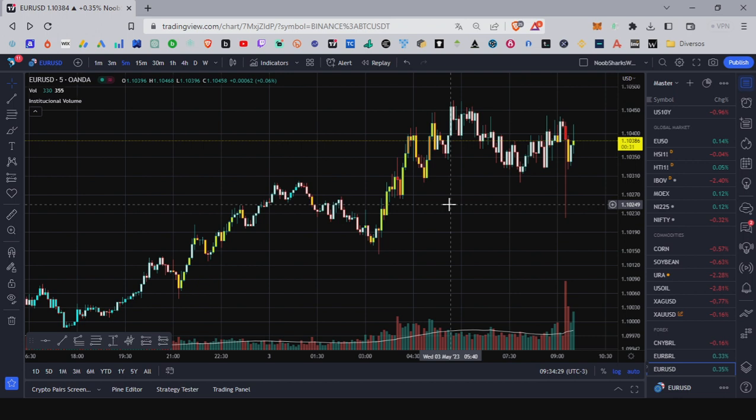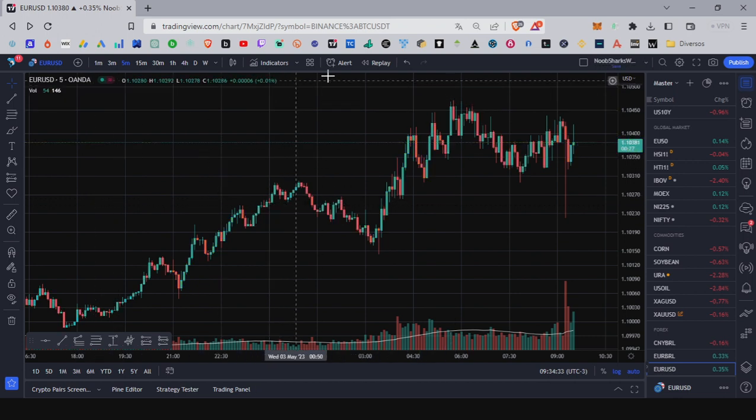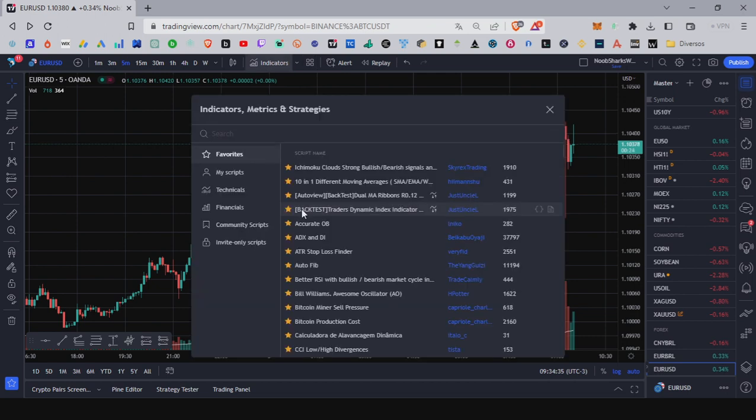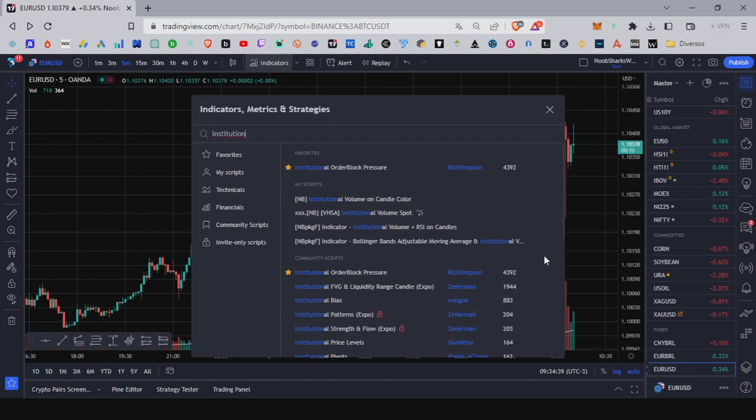But I'm not going to use this indicator. I'm going to use my indicator, and it's called institutional volume plus RSI on candles, and you're gonna see the magic happen.